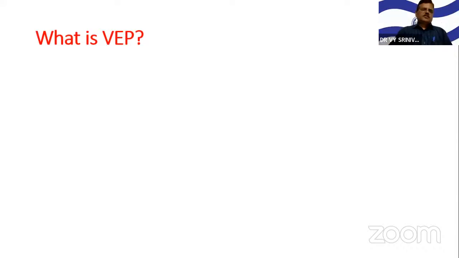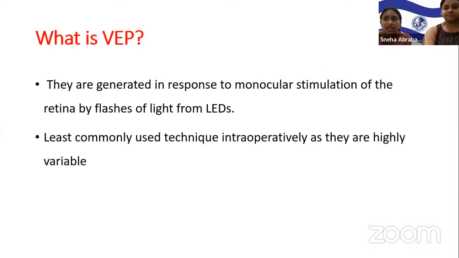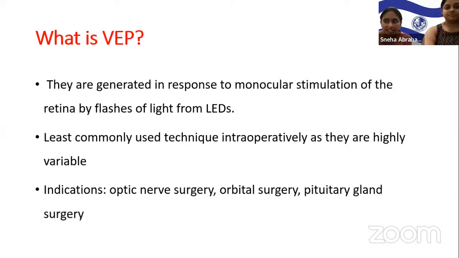What is visual evoked potential? Visual evoked potentials are sensory evoked potentials which are generated in response to monocular stimulation of the retina by flashes of light from light-emitting diodes. These are the least commonly used sensory evoked potentials intraoperatively as they are highly variable. They can be used in optic nerve surgeries, orbital surgeries, and pituitary gland surgeries.